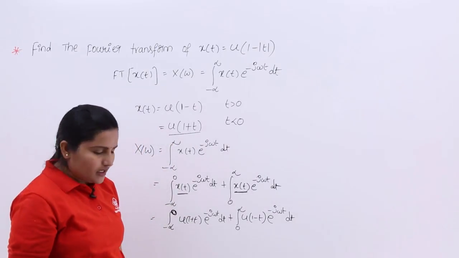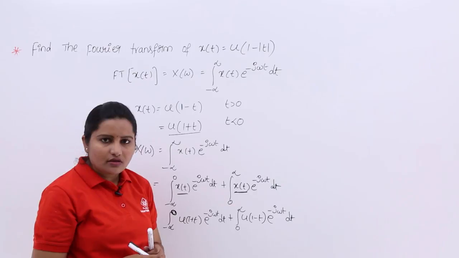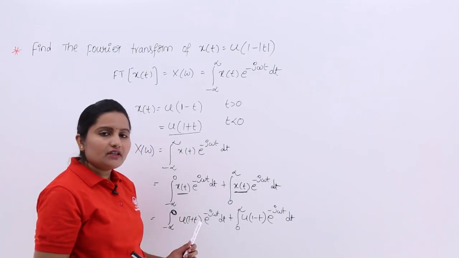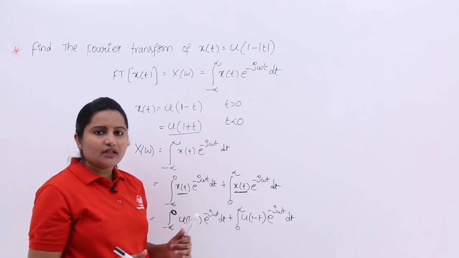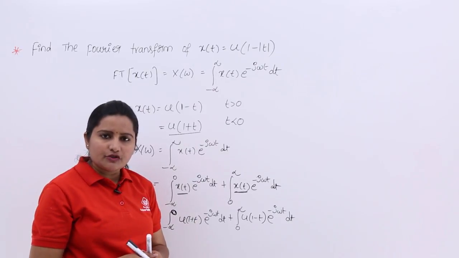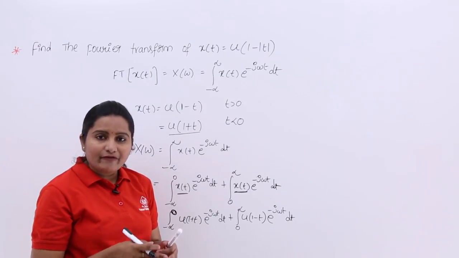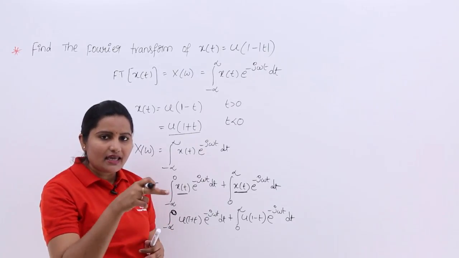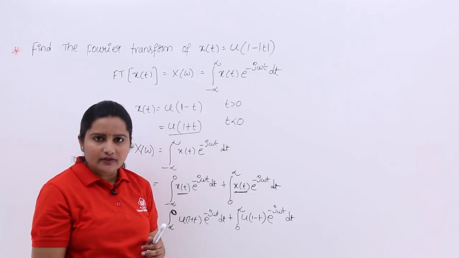Now, you can see that when you have a unit step function in an integration, before doing that integration you need to check the effect of the unit step function on it. You know the unit step function value is equal to 1, and its effect on the integration is that the unit step function will affect the limits of that integration.